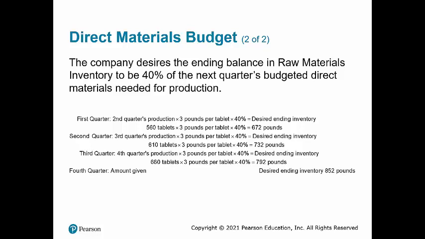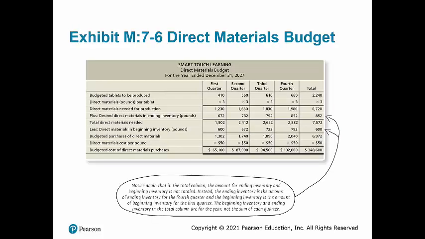672 pounds. We would do the same thing for the second quarter using the third quarter's production. And for the third quarter, we would use the fourth quarter's production. For the fourth quarter, we would either have to know the first quarter of 2028 as we did for the production budget, or in this case, the problem is just giving us the amount of pounds as 852. This slide shows the completed direct materials budget.